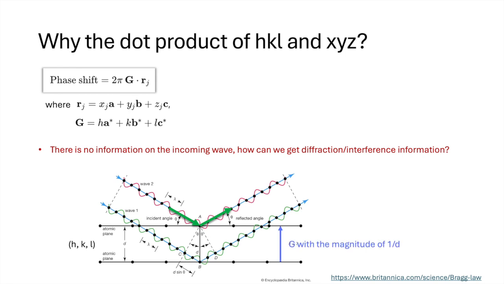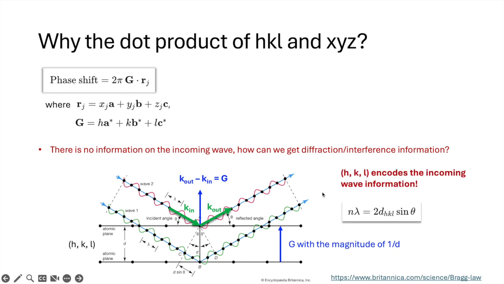The answer is that the wave information is embedded in the g. g can be viewed as a vector of the magnitude of 1 over d. The reason behind it is because if we look at the incoming wave as well as the outgoing wave as two wave vectors, if you do k out minus k in, you get g.